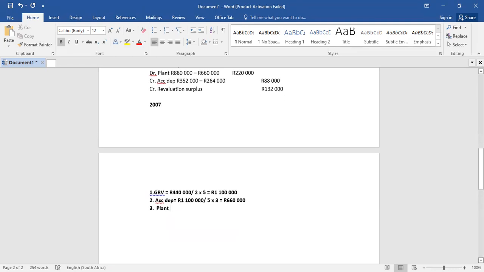It's plant, debit plant and credit, okay? We debit plant. Remember, imali esidebitayo, it's the difference between 1,100,000. Kwakuyimalini i-GRV ya last year 880,000. Kuphuma malini? To 220,000.